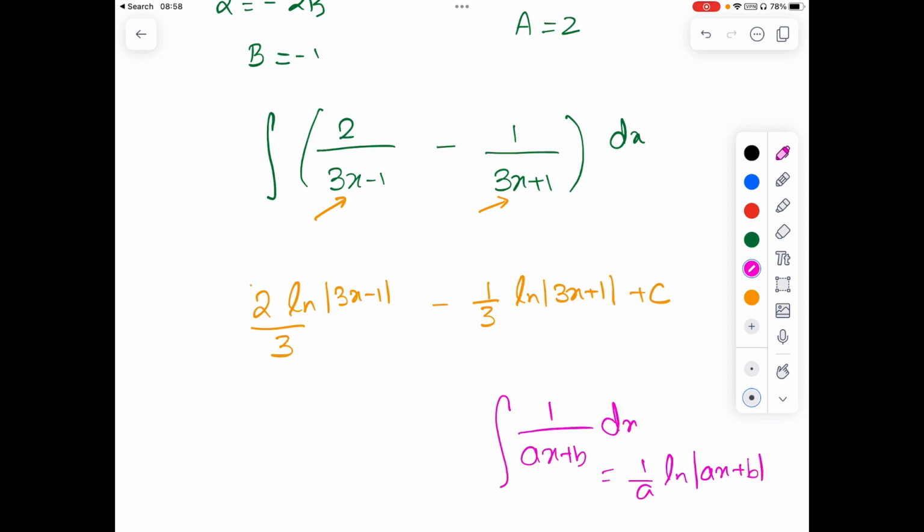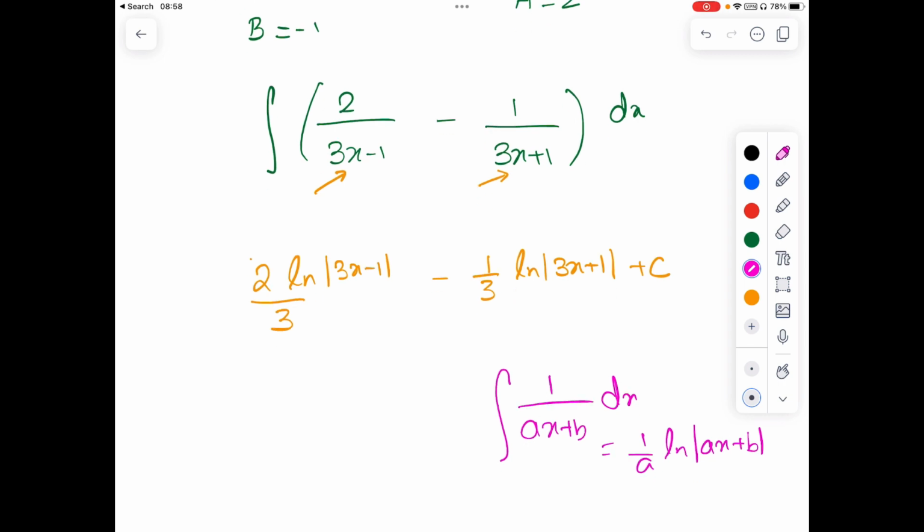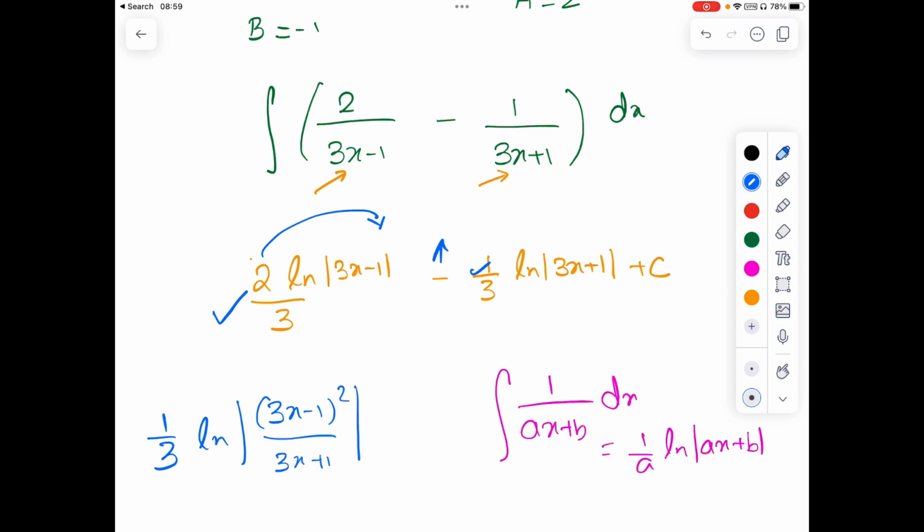So ln of (ax plus b), a is 3 over there, so multiply by 1 upon a. Both have 1 upon 3 common. So I take 1 upon 3 common, and this 2 goes to the power, minus becomes division. So it becomes ln of (3x minus 1) whole square divided by (3x plus 1), plus c.